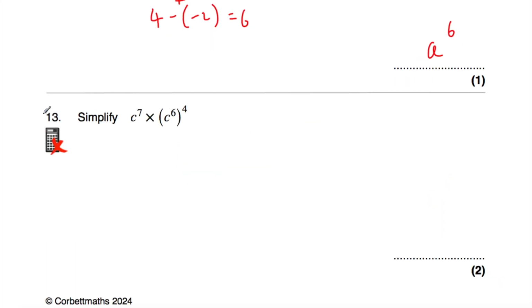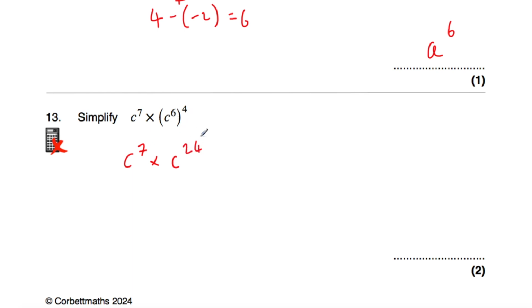Okay, let's have a look at our next question, question number 13. I actually like the look of this one. We've got c to the power of 7 multiplied by c to the power of 6, all to the power of 4. So let's deal with this power of a power to begin with. So we'd multiply the powers together. 6 times 4 is 24. So you'd have c to the power of 7 multiplied by c to the power of 24, because 6 times 4 is 24.